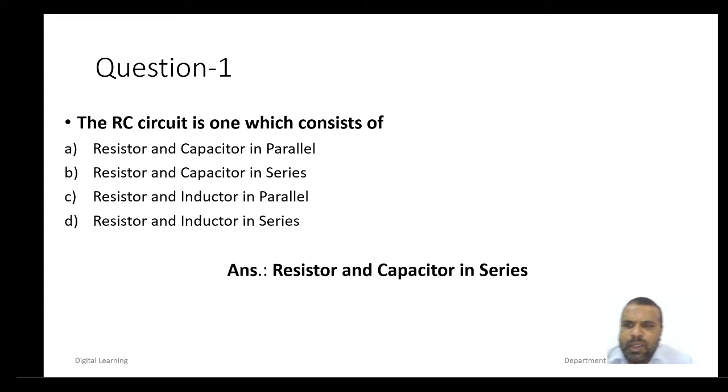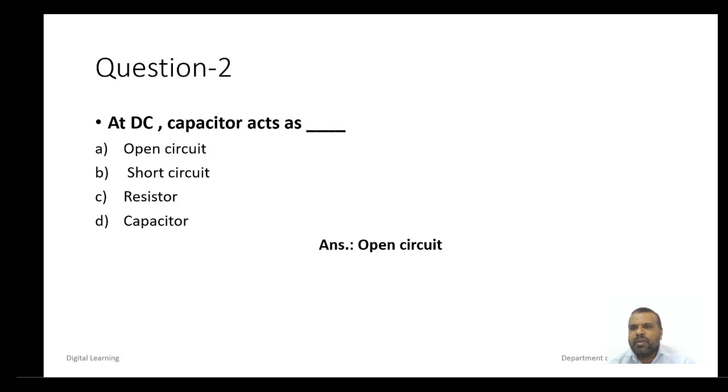Question number 1. The RC circuit is one which consists of: option A, resistor and capacitor in parallel; option B, resistor and capacitor in series; option C, resistor and inductor in parallel; option D, resistor and inductor in series. The correct answer is resistor and capacitor in series. Question number 2. At DC, capacitor acts as dash. A, open circuit, B, short circuit, C, resistor, D, capacitor. The correct answer is open circuit.